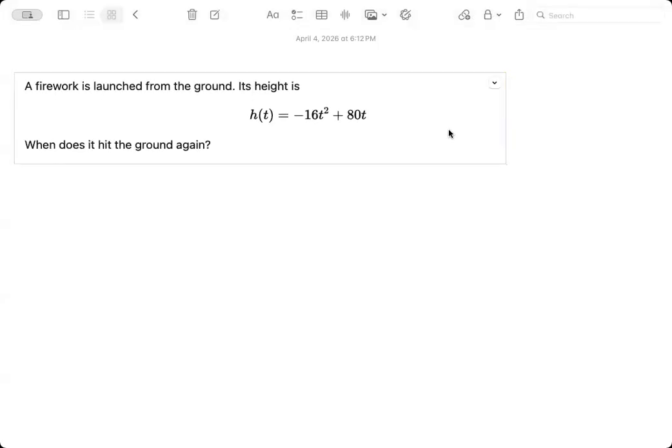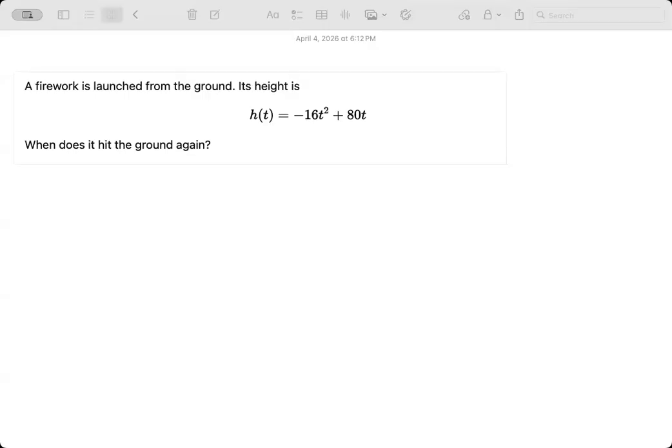Okay, so let's see this one quickly. This is an easy one. Try this one. Please draw, guys. A firework is launched from the ground. You're just launching the firework. So what happens? Is it an upward facing parabola or a downward facing parabola? It's a downward facing parabola.